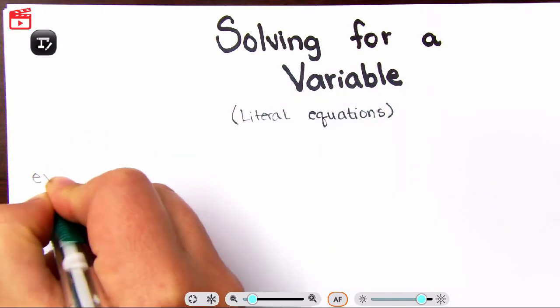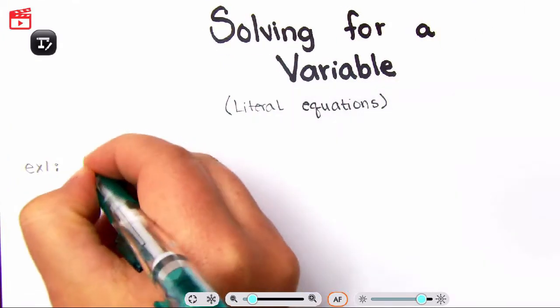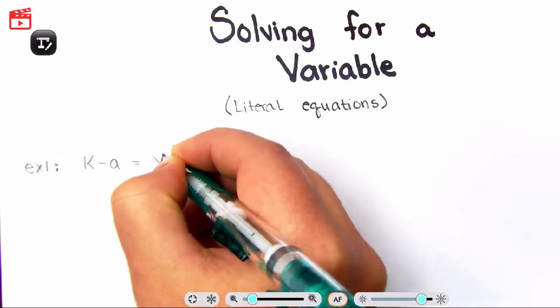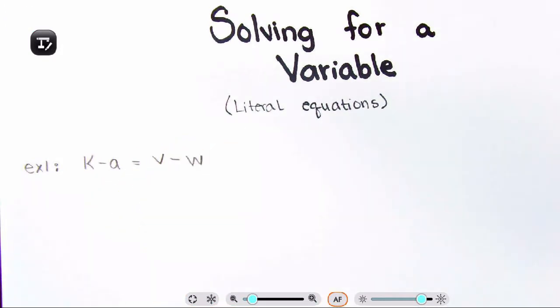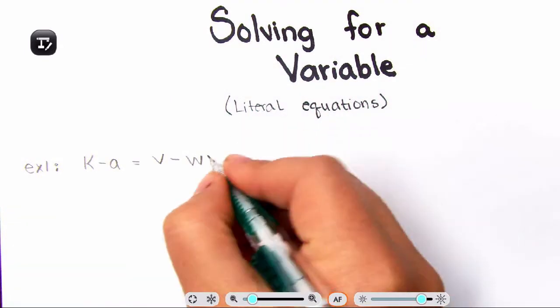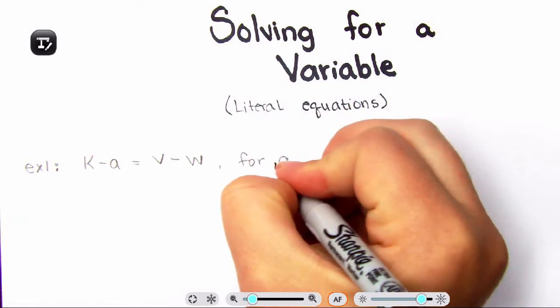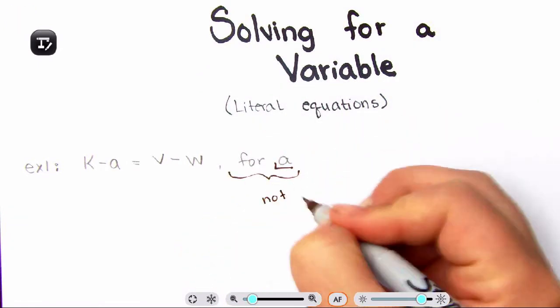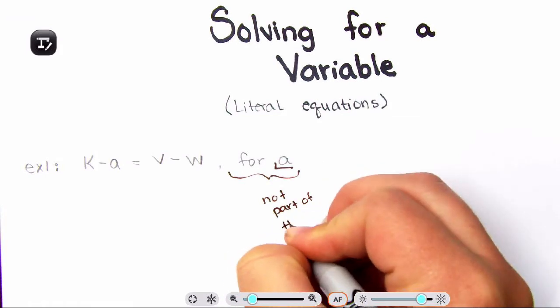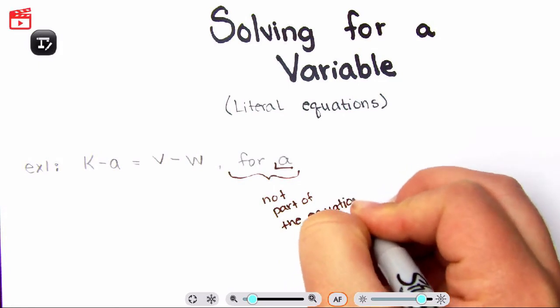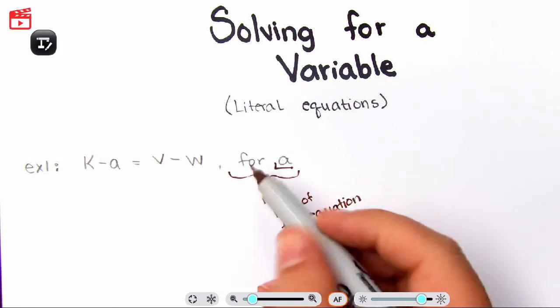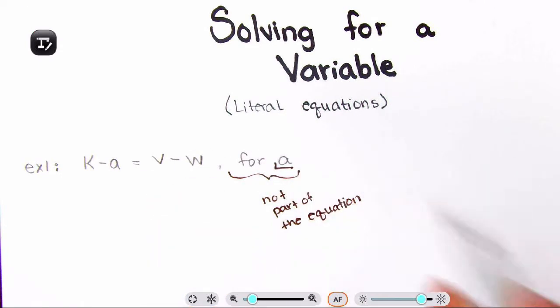Let's start with example number 1. And for example number 1, we're going to do k minus a is equal to v minus w. Now, whenever you see this type of equation, you're going to see something that tells you what to solve for. Because we have more than one letter, they have to tell us what variable we're solving for. Now, whenever you have that letter, for example, we have 4a, we are solving a. This part is not part of the equation. So don't assume that you're going to be using this in the equation. This information just tells us what we are going to solve. So not part of the equation, but we are going to be solving for a.